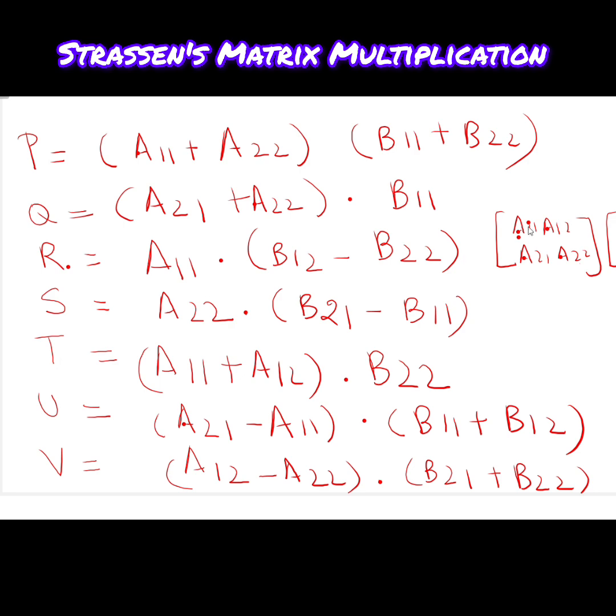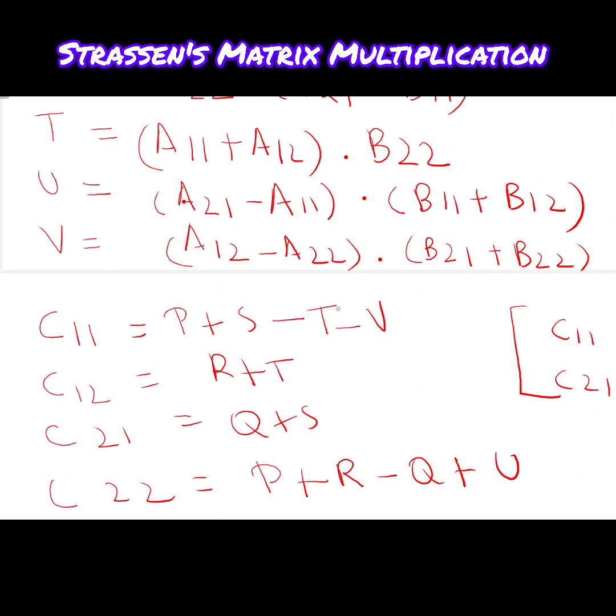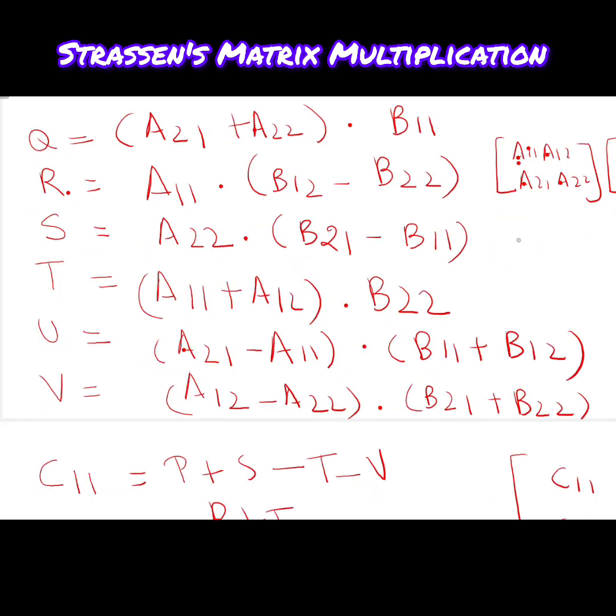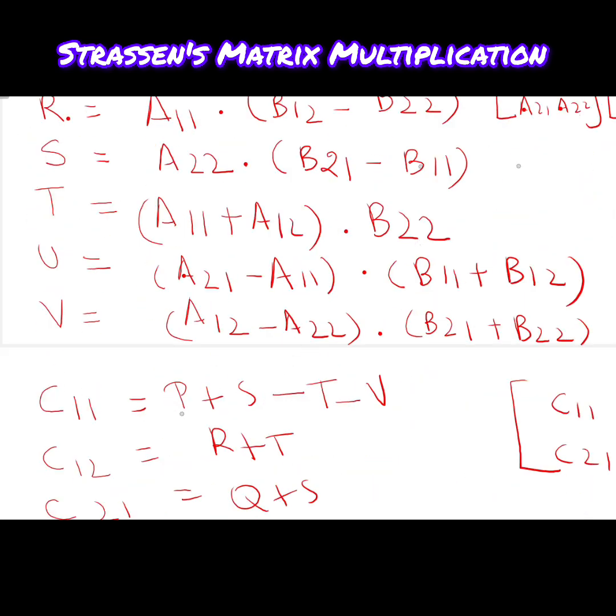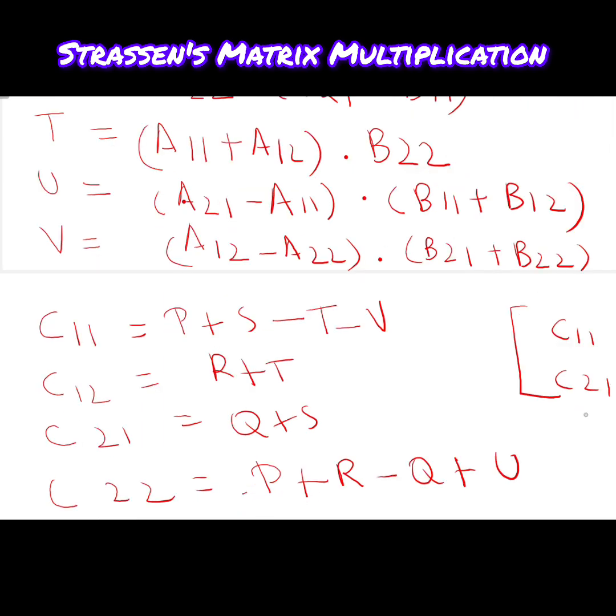Now from that, we are going to find the values for C11, C12, C21 and C22. We already got the values for P, Q, R, S, T, U, V, and now we have to substitute the values. For C11, the formula is P plus S minus T plus V, right? When you do that, you will get the value for C11. For C12, you substitute the values of R and T and add them. Likewise, for C21, you add Q plus S. When you are done, you will have a 4 cross 4 matrix again, right?